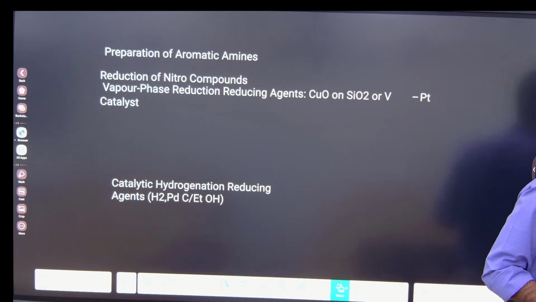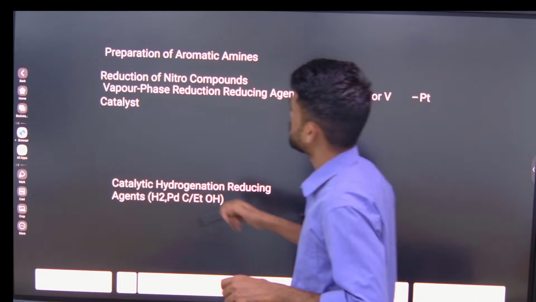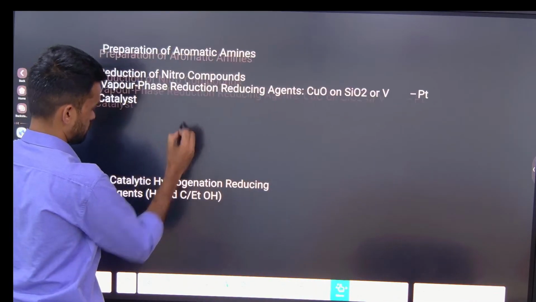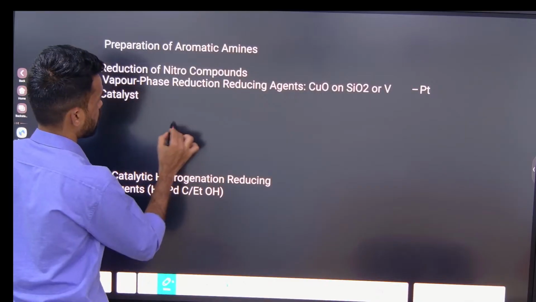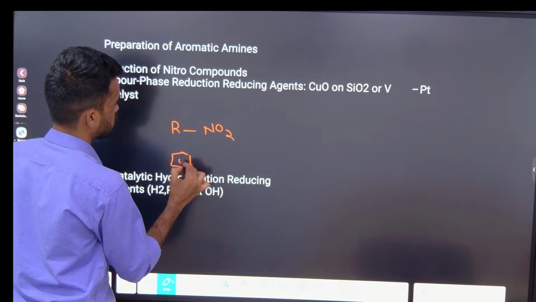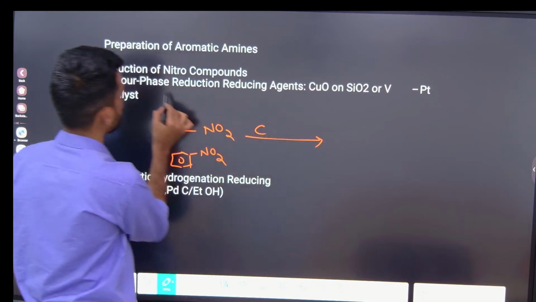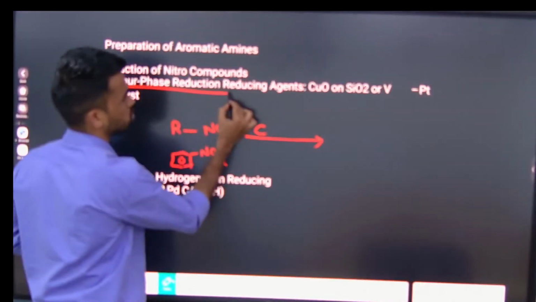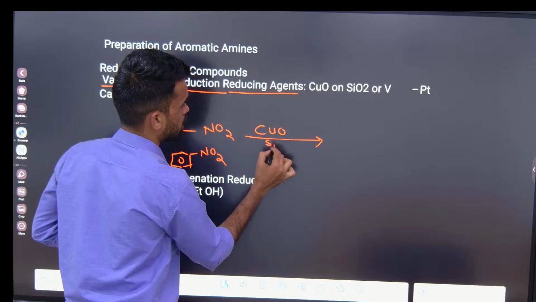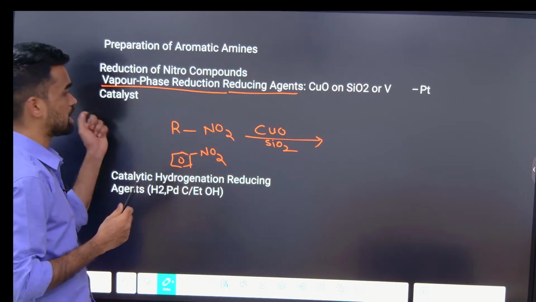Look at this, what they are saying. Reduction of nitro compounds. See, reduction of nitro compounds using this. For example, RNO2 is there, otherwise nitrobenzene is there like this. Upon treating this with vapors, like vapor phase reduction using reducing agents like copper oxide on silica, SiO2, or vanadium or platinum catalyst we can use.